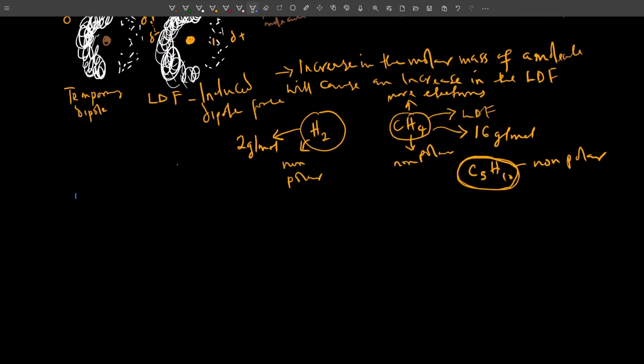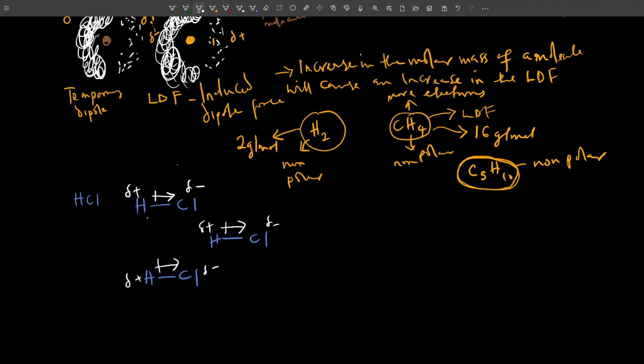Take for example, I have HCl. HCl should look something like this. Let's say I have three or four HCl molecules in a beaker. Because of the difference in electronegativity of chlorine and hydrogen, there will be a shift of electrons towards chlorine, giving chlorine a partially negative charge and hydrogen a partially positive charge. But that goes for this one as well and this one as well. Now there'll be an attraction between this HCl molecule and this HCl molecule.